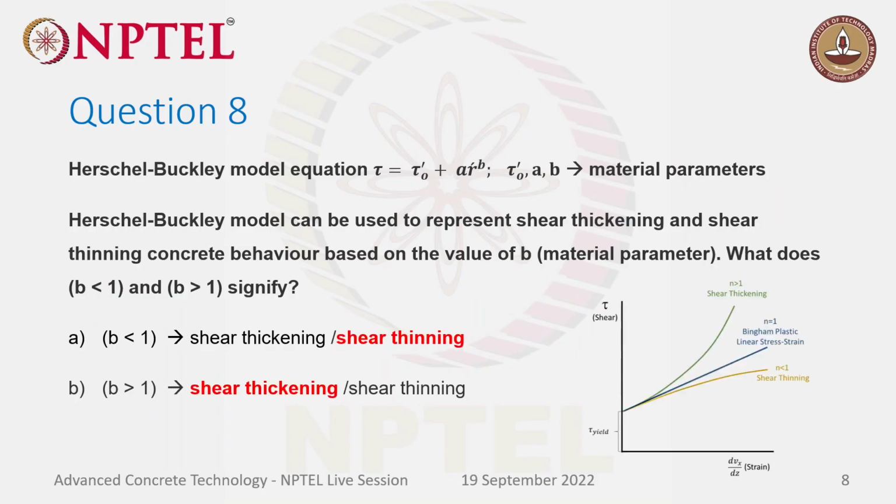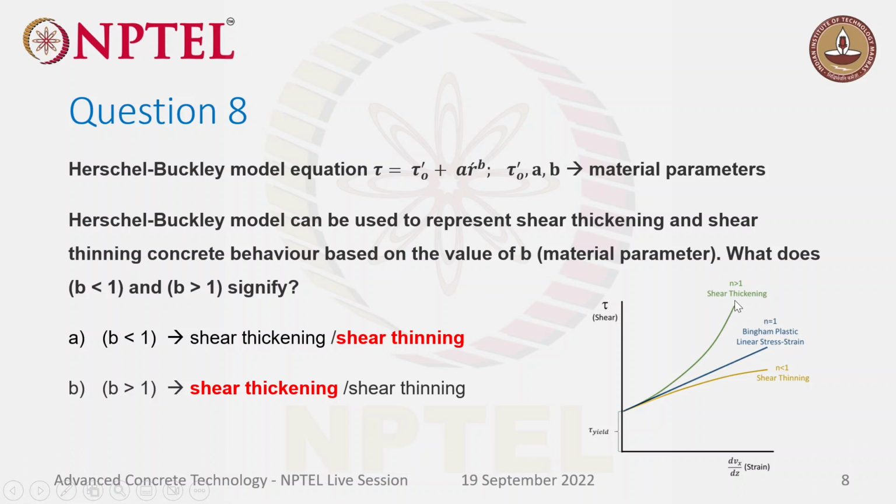So here, if B is less than 1, it signifies shear thinning, and B greater than 1 is nothing but shear thickening. I've taken a snap directly from the web, where the x-axis is shear strain rate and the y-axis is shear stress. Here we know that if there is a linear relationship and it has an initial yield stress, it's the Bingham model, a linear stress-strain relationship.